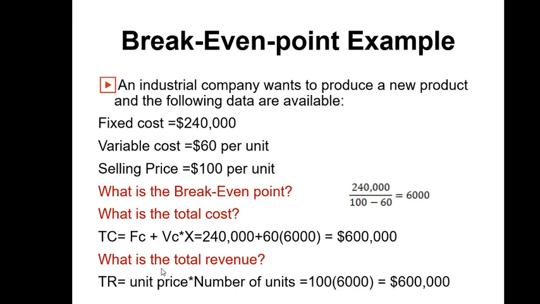Another question: what is the total revenue? Total revenue is always equal to the unit price multiplied by the number of units. Our unit price is given, which is 100. The number of units is given also, 6,000. So we have a total revenue of $600,000. This is just to prove for you that total cost is equal to total revenue, because total cost is $600,000 and total revenue is also $600,000.